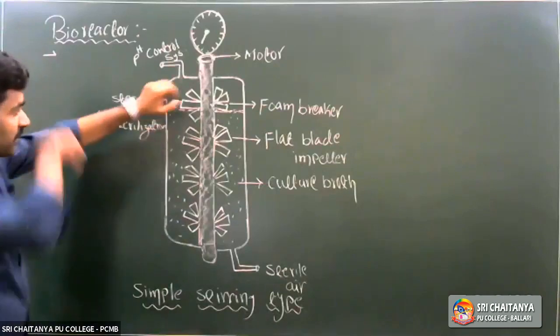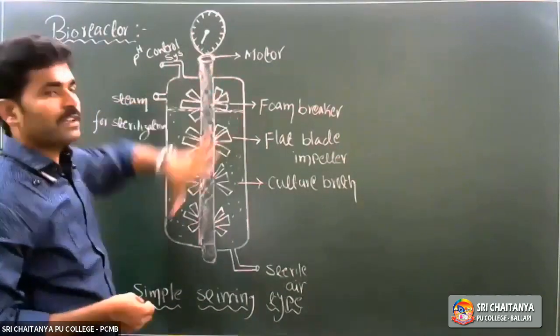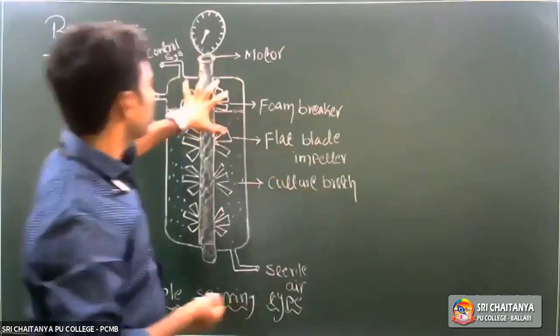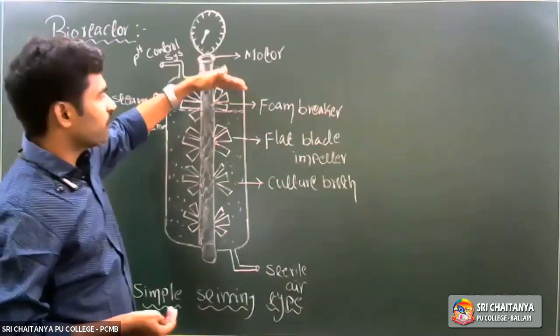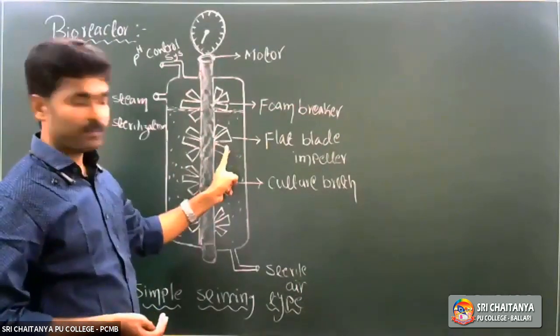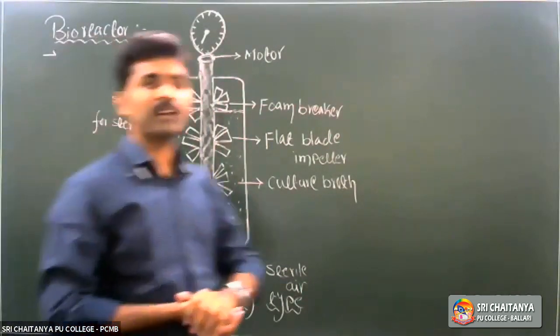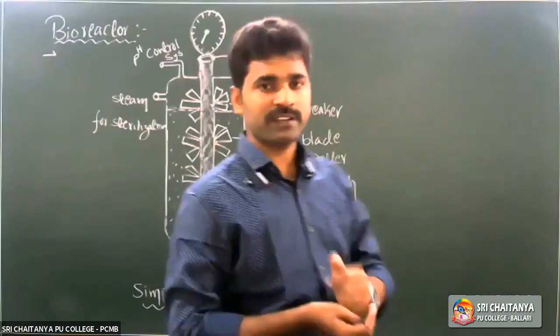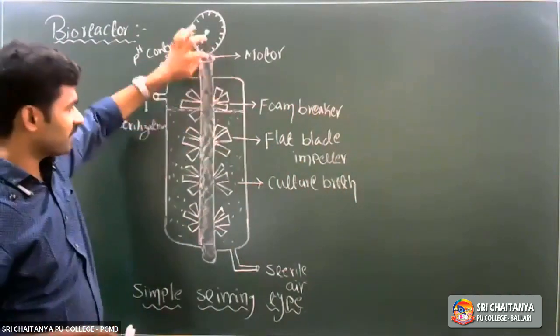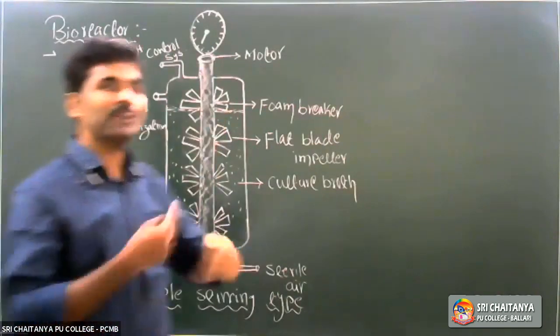And one more thing, it is foam breaker, right? During the stirring process, foam is formed at the top, and that foam is broken by the foam breaker. And it is a flat blade impeller. That flat blade impeller is useful for mixing of reactor contents properly again. This entire stirrer also helps in mixing the reactor contents properly.